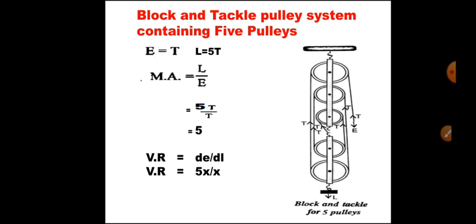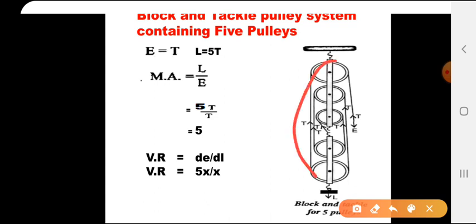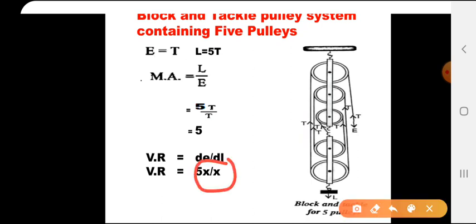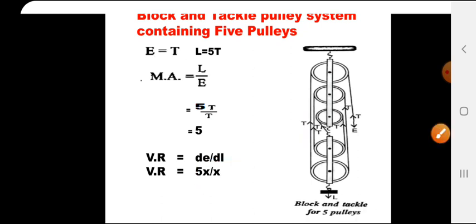But here there are a total of 5 pulleys. So the distance traveled by effort will be 5 times the distance traveled by load, or the distance traveled by load is 1/5 the distance traveled by effort. So velocity ratio is given by 5x upon x. Therefore, if x cancels, velocity ratio will be equal to 5.